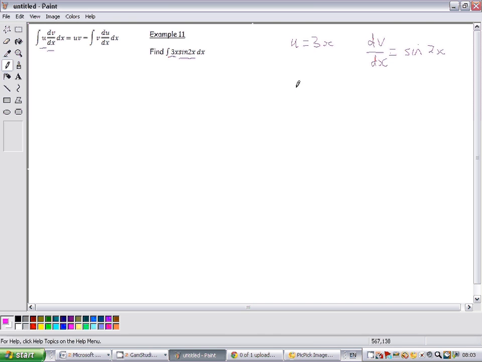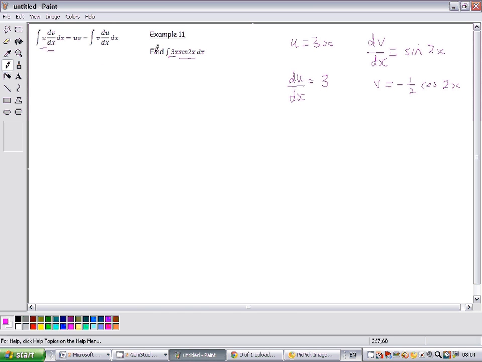Now I always set it out in the same way because it makes a little pattern. So underneath the u I differentiate that function, which gives me 3, and underneath dv by dx I integrate it to give me the function v. The integral of sine is minus cos, so in this case it's going to be minus a half cos 2x. Okay. So we now need to work out this integral.